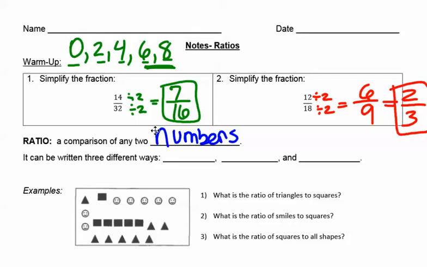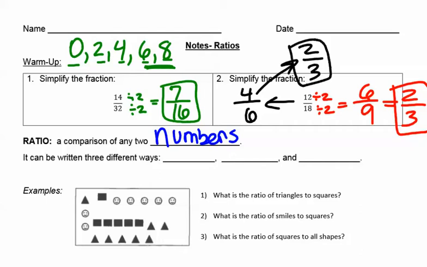You could have also started off with doing 3 into both. 3 goes into 12 4 times, 3 goes into 18 6 times. So we could have also gone this route. You could have done the 3 first, but then I see I'm not done. 2 goes into both 4 and 6. 2 goes into 4 2 times, 2 goes into 6 3 times, then I'm done.